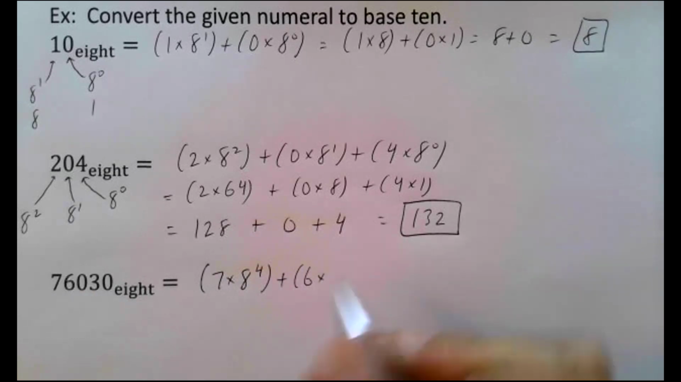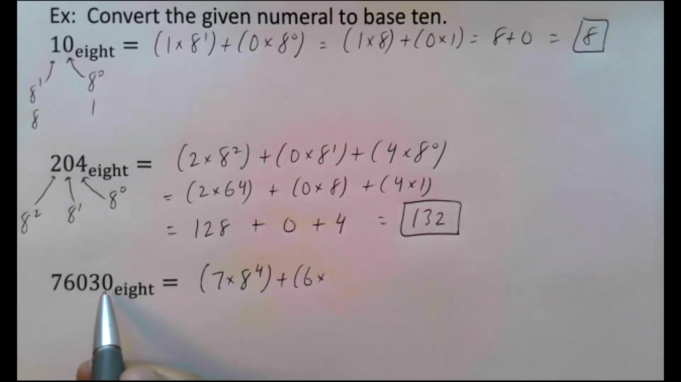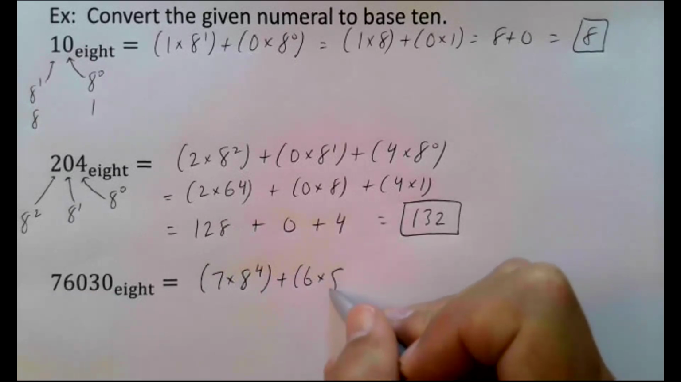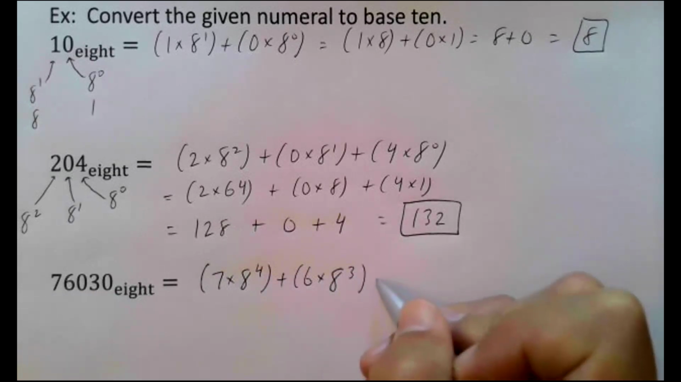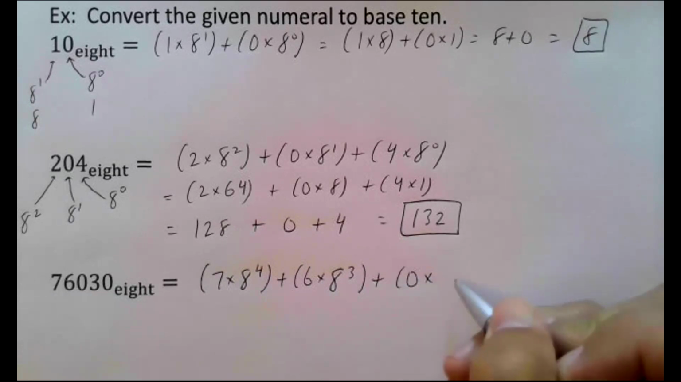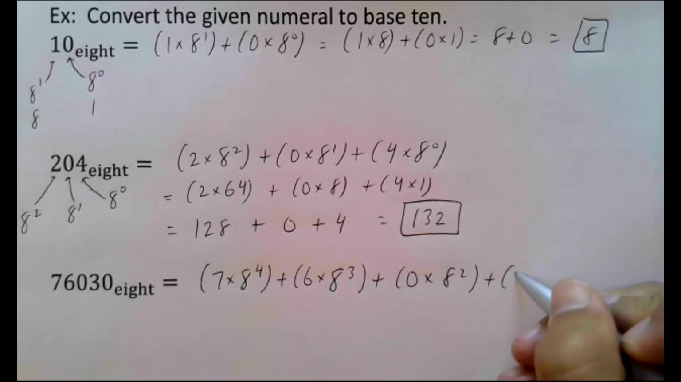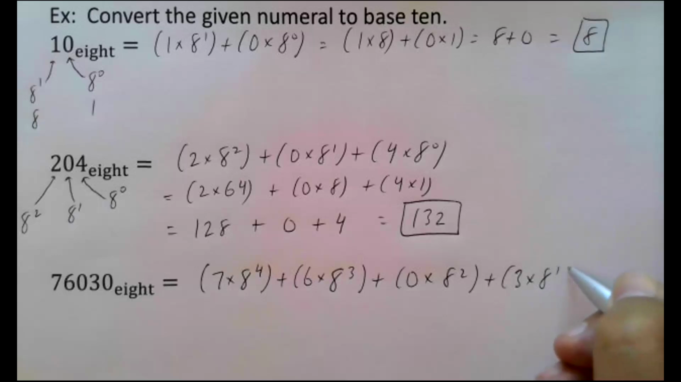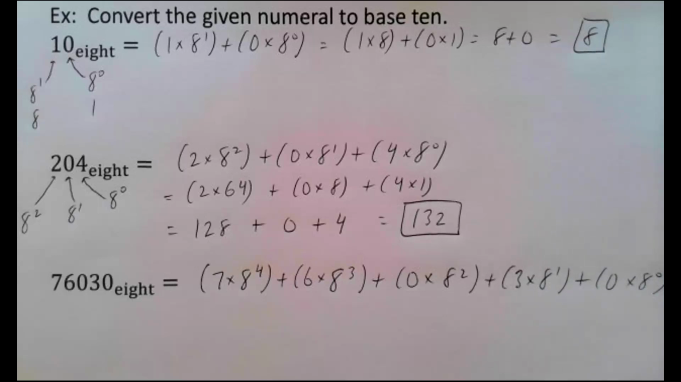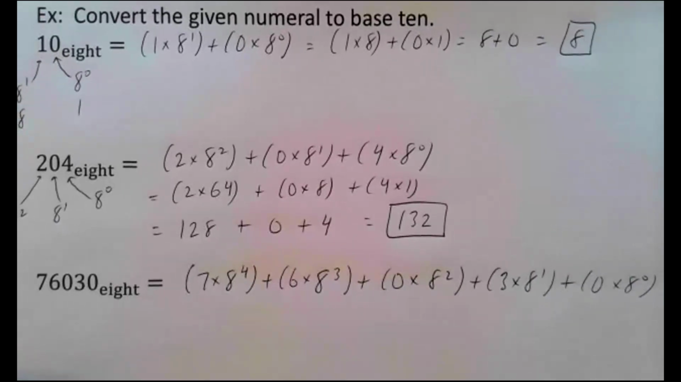plus 6 sets of 8 to the third, plus 0 sets of 8 to the second, 3 sets of 8 to the first, and 0 sets of 8 to the 0. And no, I'm not showing all this work, but the far right is always the to the zero power, and it's base 8 this time.